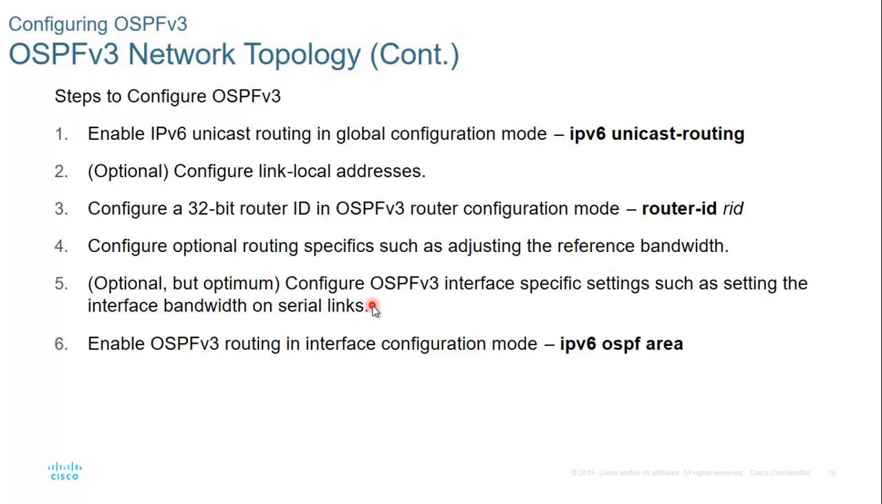And then you configure OSPF version 3 interface specific settings such as setting the interface bandwidth on serial links. Again, this is optional. But if you want an optimum network, it is good for you to look into this. And lastly, enable OSPF version 3 routing in interface configuration mode. So you go to the interface and you set up the routing.